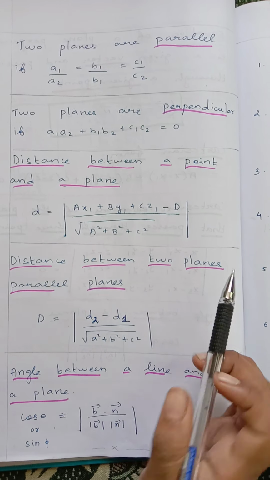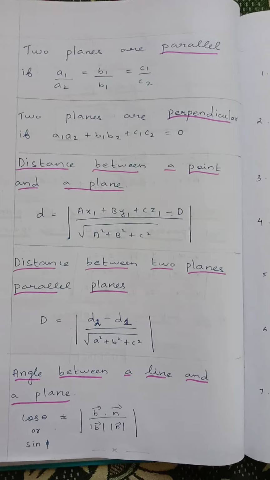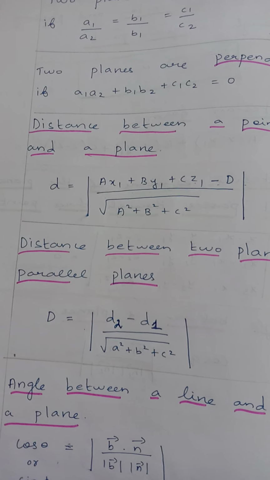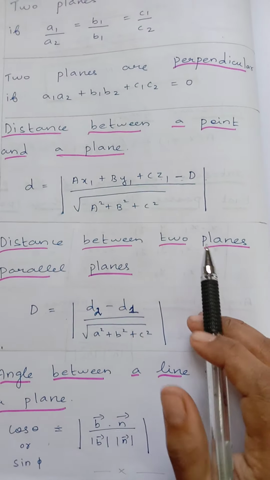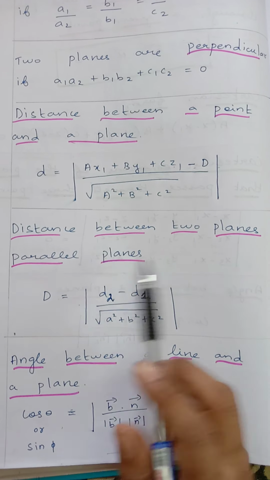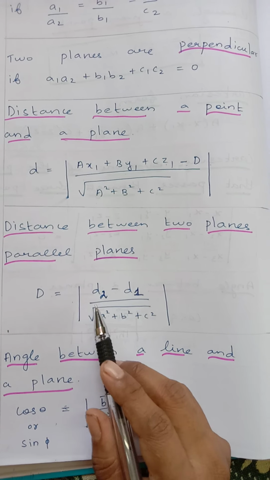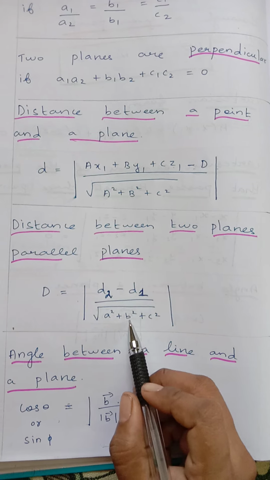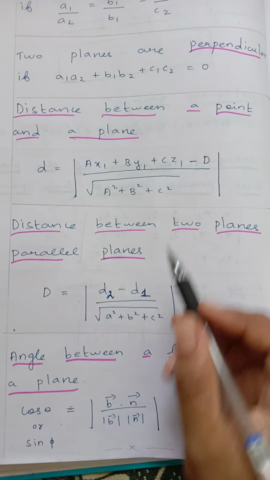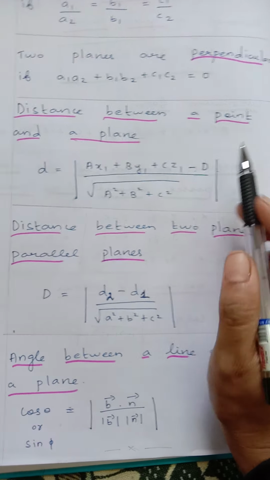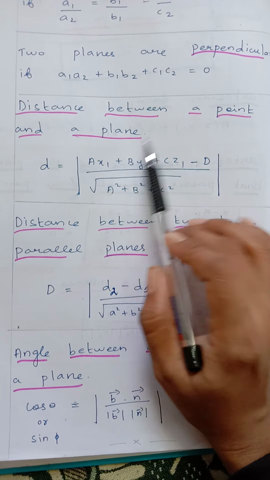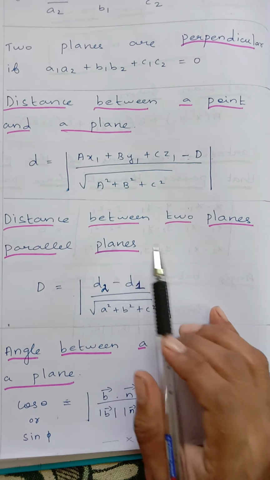Distance between two planes, that is parallel planes: d2 minus d1 by root of a square plus b square plus c square. So be very careful. Distance between a point and a plane is different. Distance between two planes is different.